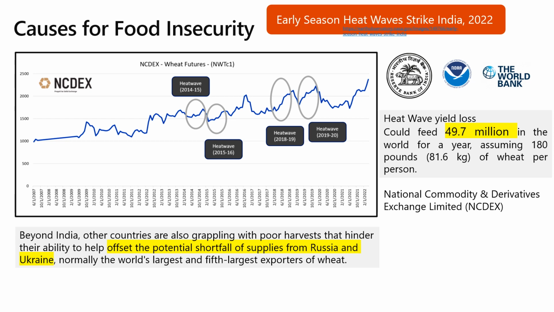Beyond India, other countries are also grappling with poor harvests that hinder their ability to help offset the potential shortfall of supplies from Russia and Ukraine, normally the world's largest and fifth largest exporters of wheat. The combination of these extreme weather events as well as the conflicts has made the world most vulnerable, and as humanity, we are at a critical juncture.